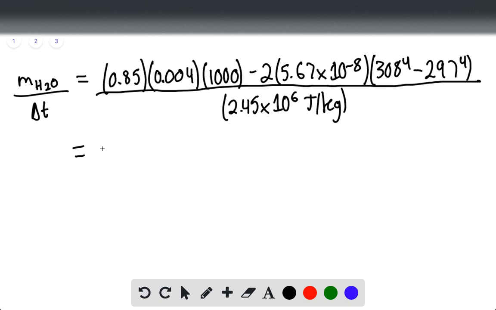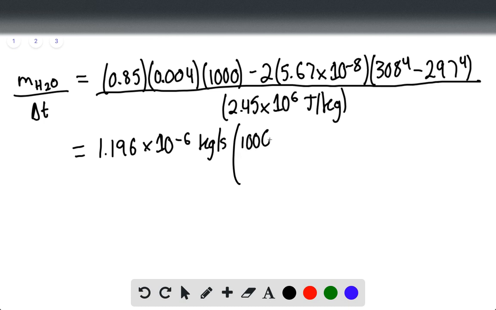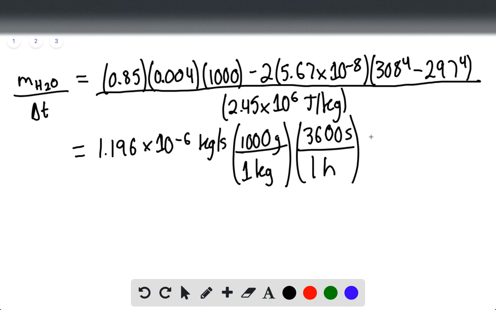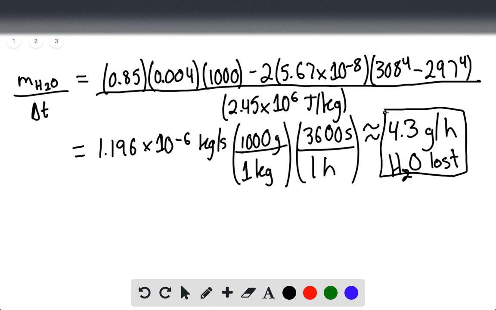And we find that this is going to be equal to 1.196 times 10 to the -6 kilograms per second. We can multiply this by 1,000 grams for every 1 kilogram, and then 3,600 seconds for every 1 hour. And we can say that this is going to be approximately 4.3 grams per hour H2O lost. This will be our final answer for this problem. That's the end of the solution.